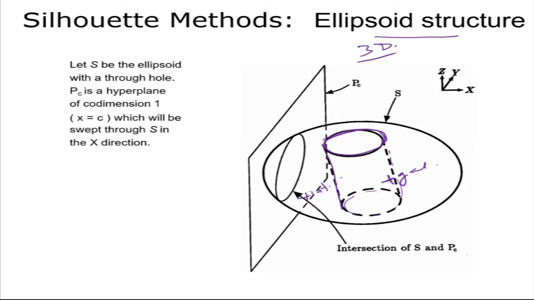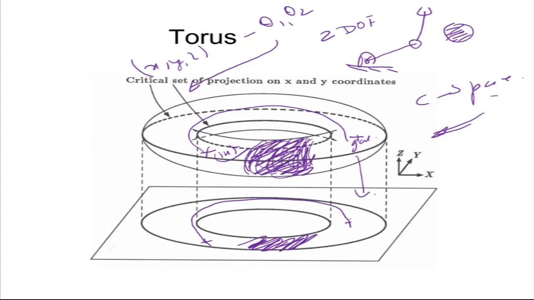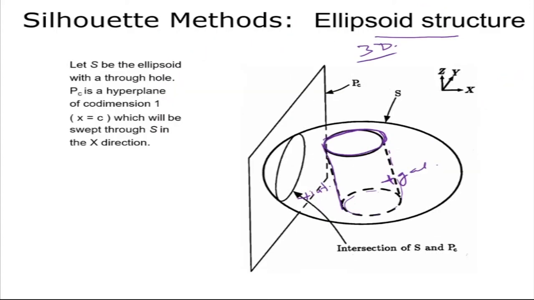Now, this is similar to the torus, which is something like a 3D structure. This is also a 3D structure, which is an ellipsoid with a hole, and I want to do path planning here. Now, in the silhouette method, we have the ellipsoid, which is S, with a hole. Now, let us say that we have a hyperplane or a plane, which is PC. We can call this a cutting plane, hyperplane or cutting plane. Now, this cutting plane will slice this ellipsoid at various points, right?